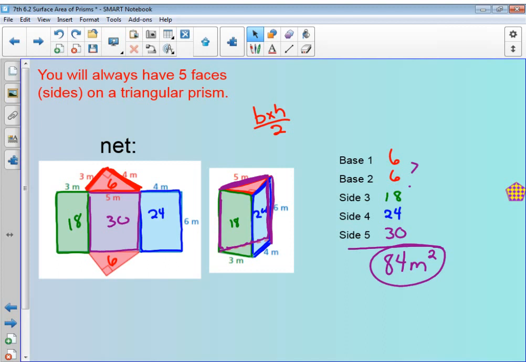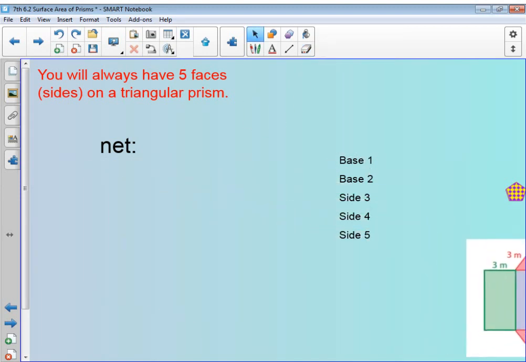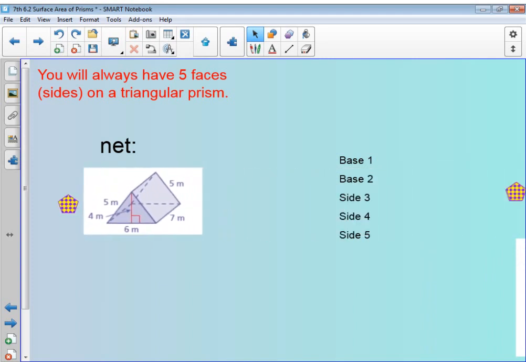Okay, so that's working a triangular prism. Very similar. There's a couple things that are different. We can't go through and do the times 2 like we could on the other. Okay, so let's go ahead and try another one.